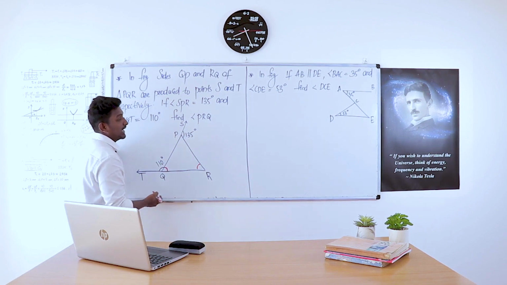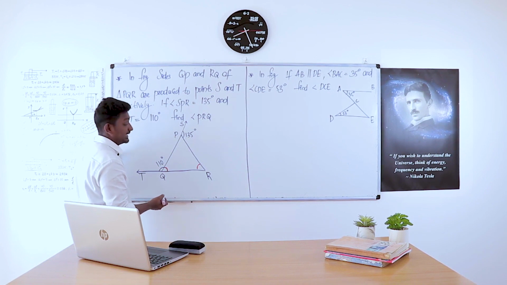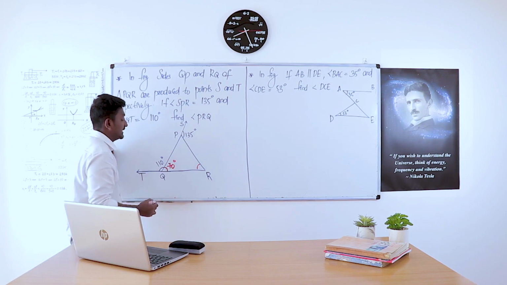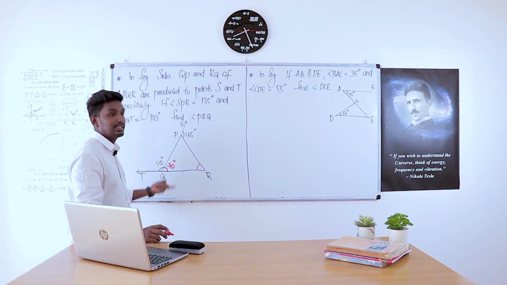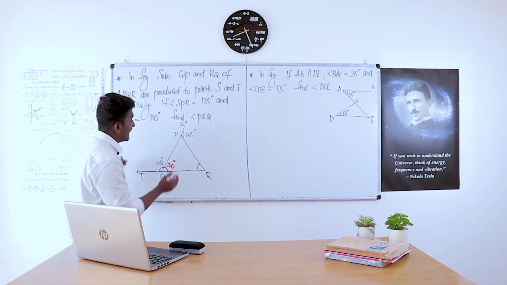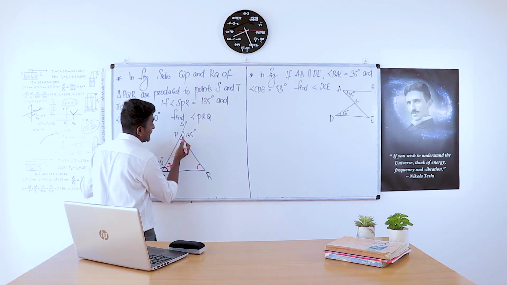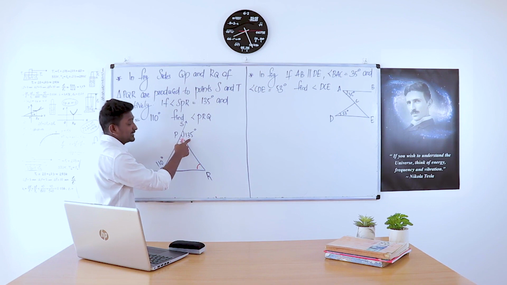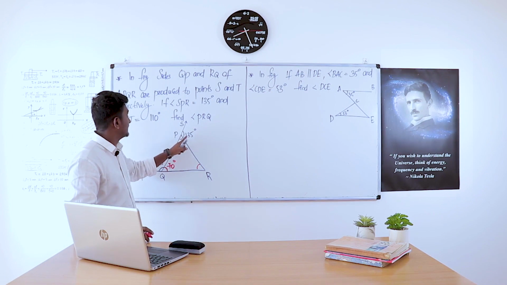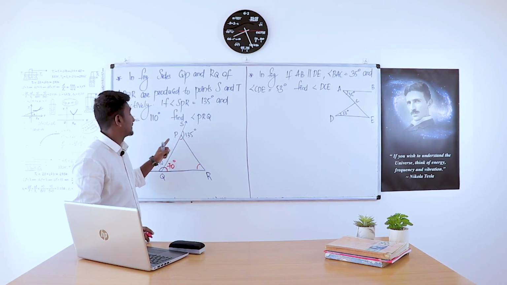We know that the sum of the angles in a linear pair is 180 degrees. Therefore, if this is 110 degrees, then the interior angle should be 70 degrees. 110 plus 70 is 180. In the same way, here the exterior angle is 135 degrees. Therefore, the interior angle should be 180 minus 135 degrees. These two are a linear pair.